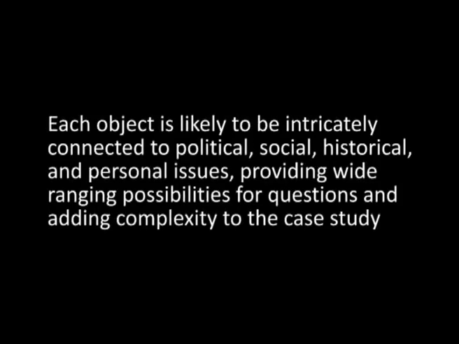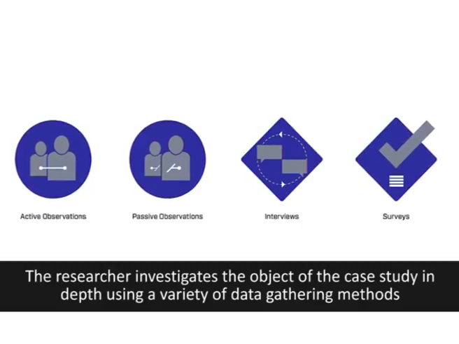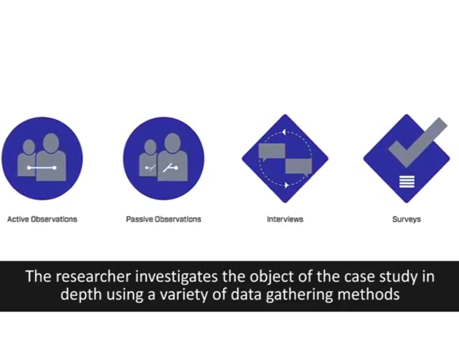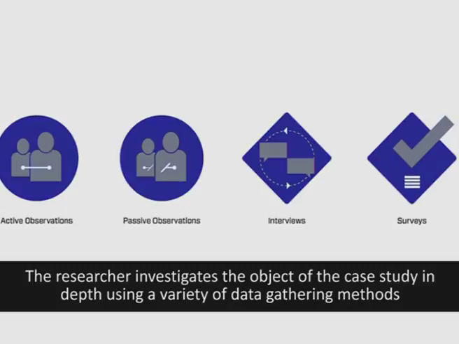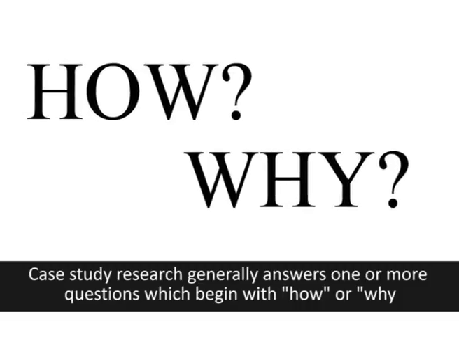Each object is likely to be indirectly connected to political, social, historical, and personal issues, providing wide-ranging possibilities for questions and adding complexity to the case study. The researcher investigates the object of the case study in depth using a variety of data gathering methods to produce evidence that leads to understanding of the case and answers the research questions. Case study research generally answers one or more questions which begin with how or why. The questions are targeted to a limited number of events or conditions and their interrelationships.